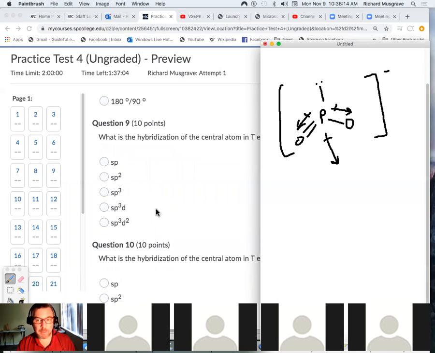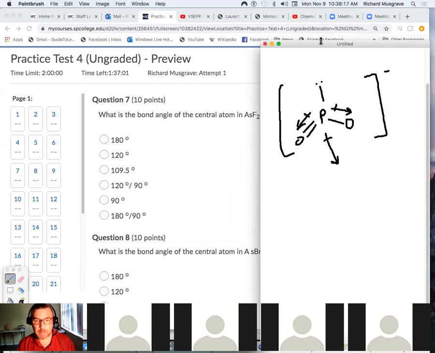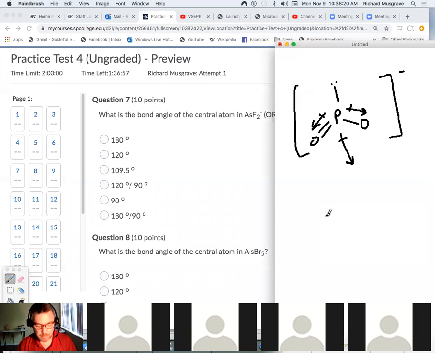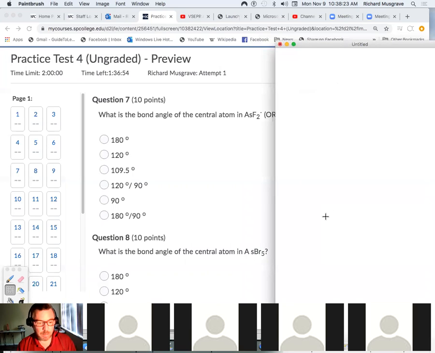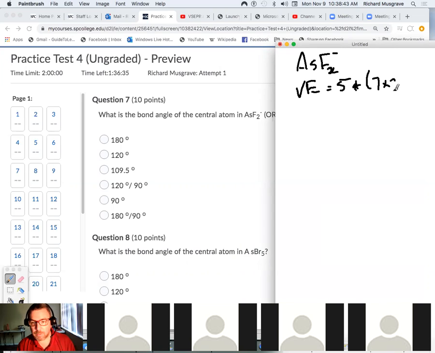All right, Richard, since we have time, I'm gonna go back to the degree questions here. And we'll do ASF2-. Now the degrees or the bond angles are all going to be determined by whatever shape we come up with for this. So ASF2-, and again, we go through the same rigmarole of the valence electrons. It's gonna be 5 plus 7 times 2 plus 1, that's 20. Okay, so AS, and I'll draw in my Fs. I'm not interested in the shape because I really can't get the shape until I figure it out. Then I'll make the Fs happy.